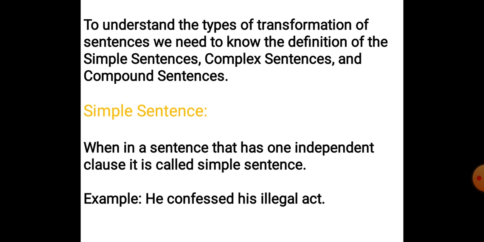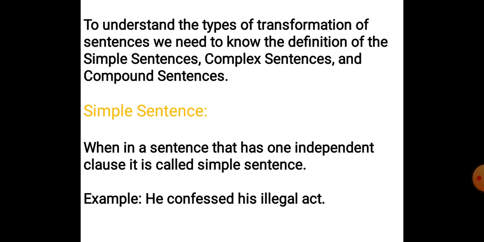In order to understand the transformation of sentences, we need to know the definitions of simple sentences, complex sentences, and compound sentences. We will just quickly revise these three so that we start with this topic. Okay. So now the first is your simple sentence.